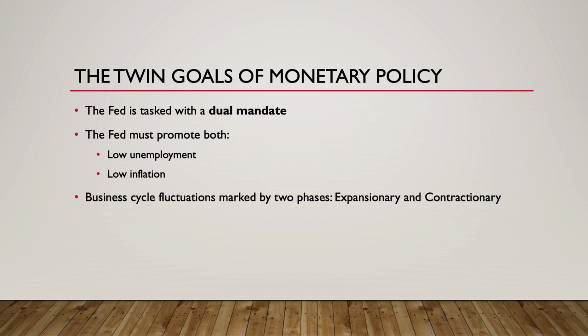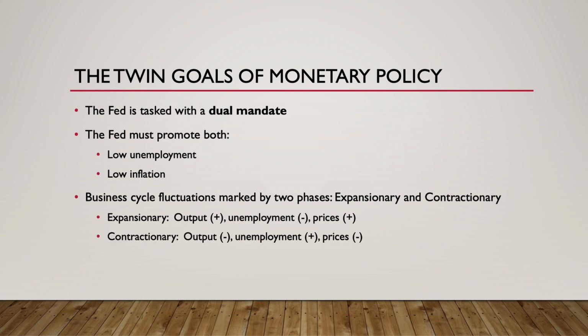You may remember that the business cycle is marked by 2 phases: expansionary phases and contractionary phases. During expansionary phases, economic output rises, unemployment falls, and prices rise. During contractionary phases, economic output falls, unemployment rises, and prices fall. Like fiscal policymakers, the Fed attempts to counteract these business cycle effects. Keep this in mind as we review the Fed's actions over the last 2.5 decades.